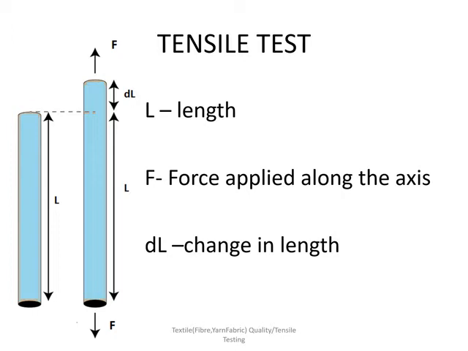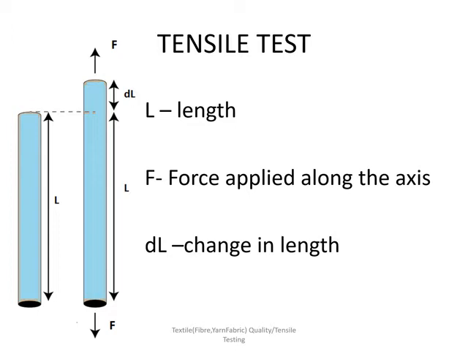So if you apply a force, then there will be a change in the length of the material. So there will be an increase in the length dl. So this change in length is dl, and the actual length was L after applying a force. If you apply the force in this direction, then it is called a tensile test. Usually for textile materials, force is applied along the axial direction. Because textile materials are anisotropic, you do not get the properties when you apply in the transverse direction.